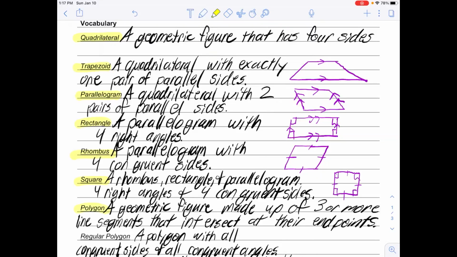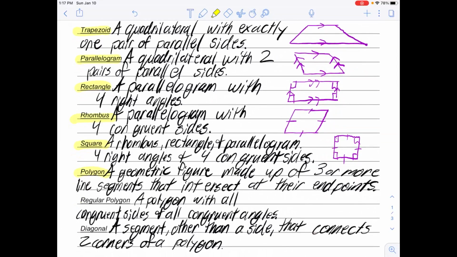Next is polygon. A polygon is a geometric figure made up of three or more line segments that intersect at their endpoints. Basically, it is a shape with three or more sides that are all straight lines. And that's what's really important. It needs to have all straight lines and not intersect in the middle. And in a moment here, we're going to go over some examples of what is and is not a polygon.